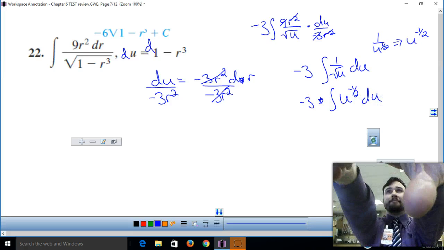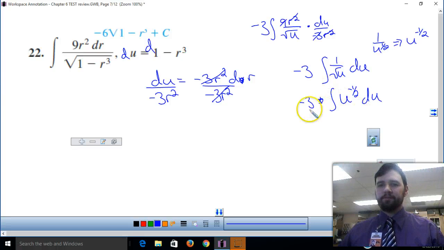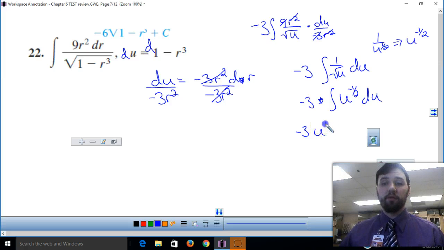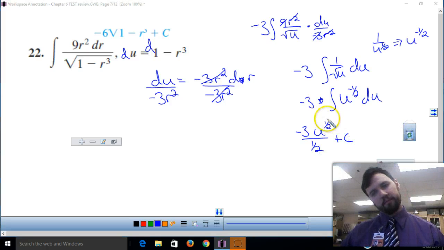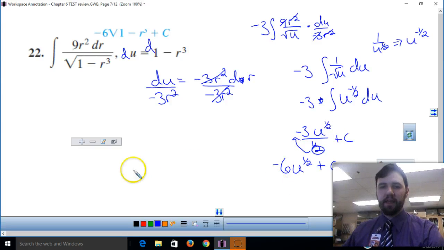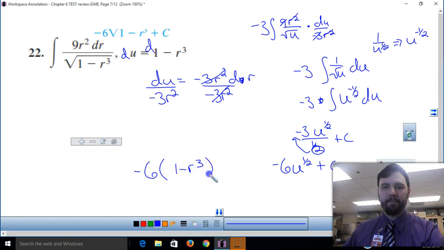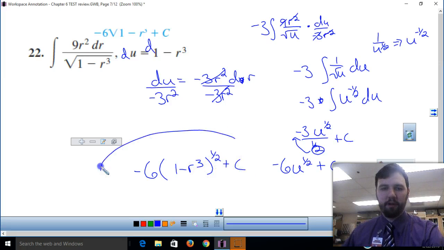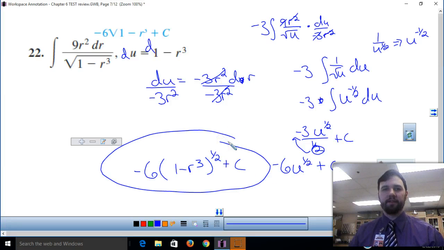So I get negative 3 u, negative 1/2 plus 1 is 1/2 over 1/2 plus c. So I move my 2 up. So I get negative 6 u to the 1/2 plus c. But now I got to go through and plug in my original u. And there we go. Fun stuff, isn't it?